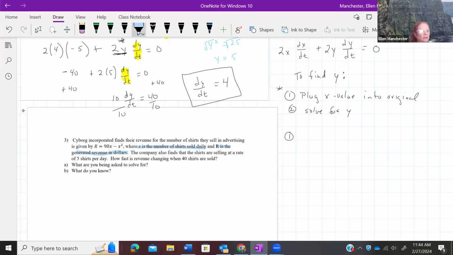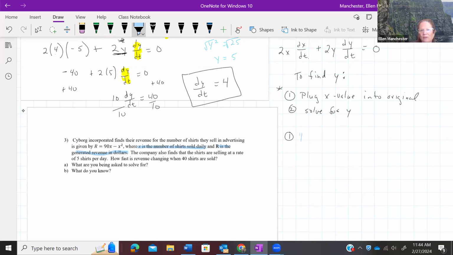Okay, so it's not millions of dollars, it's not thousands of dollars, it's just dollars. And then x represents the number of shirts. Okay, the company also finds that the shirts are selling at a rate of 5 shirts per day. How fast is the revenue changing when 40 shirts are sold? So this is where going through those 3 questions is really going to help you.